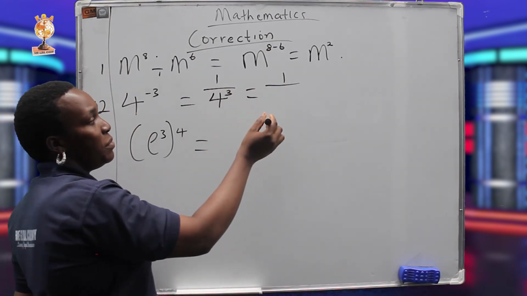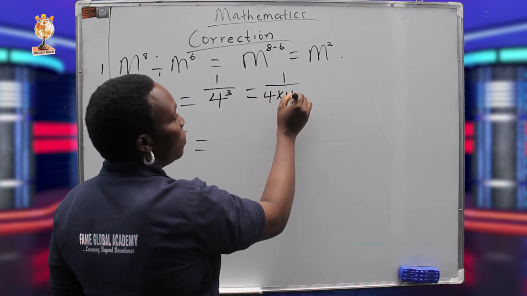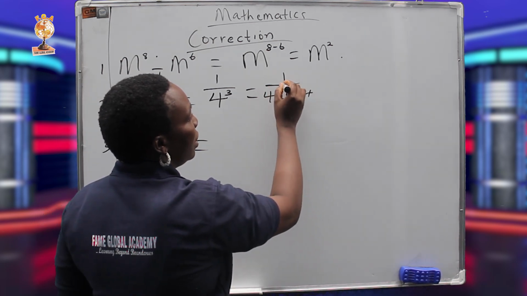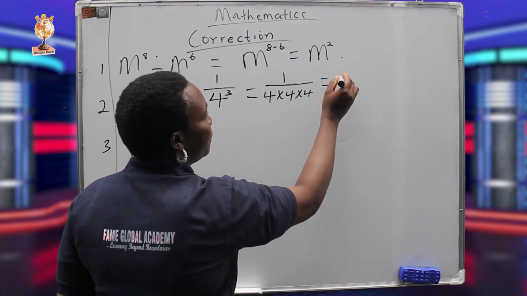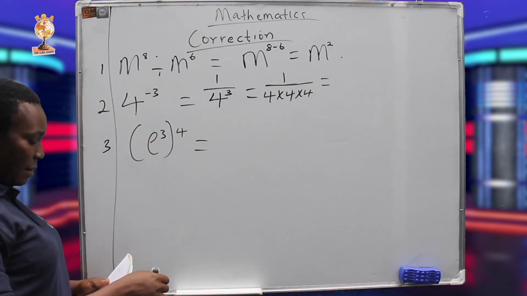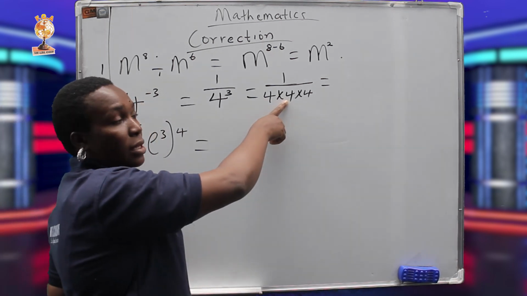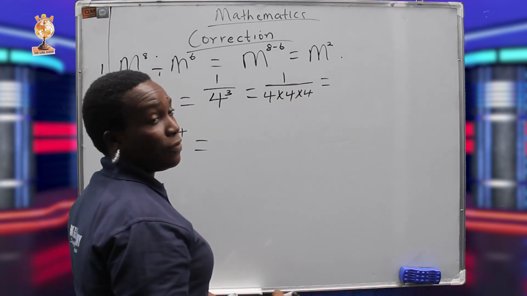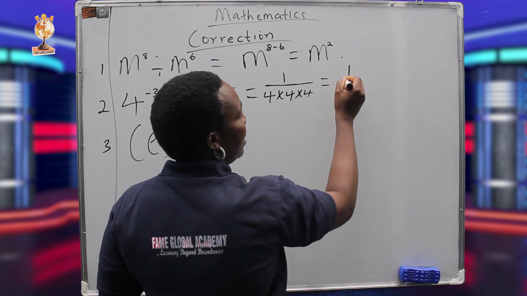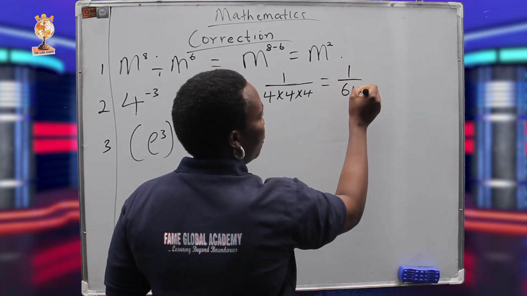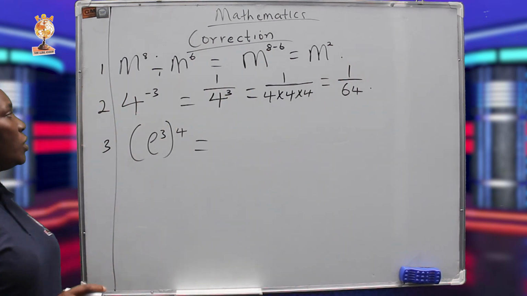4 raised to the power of 3 means 4 times 4 times 4. So 4 times 4 times 4, that will give us what? 4 times 4, 16. 16 times 4, that will give us 64. So our final answer is 1 over 64. So that's the answer to question 2.